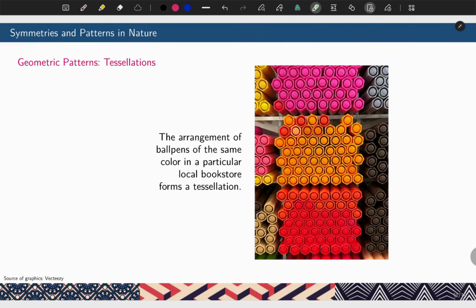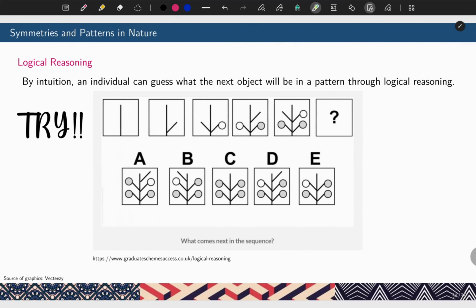Now, the most important thing about recognizing patterns in nature is for you to predict what's next, or in order for you to understand the behavior of something. So when you see or when you recognize the pattern, then you will have an idea what it is or how something behaves. In logical reasoning, by intuition, an individual can guess what the next object will be in a pattern through logical reasoning. Now, can you guess what's next here? You may answer on the comment section.